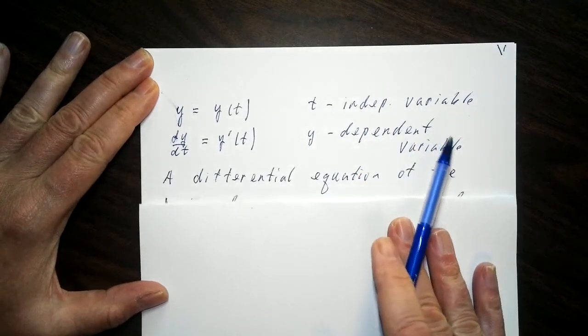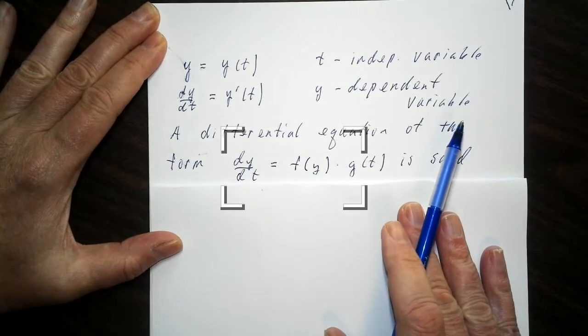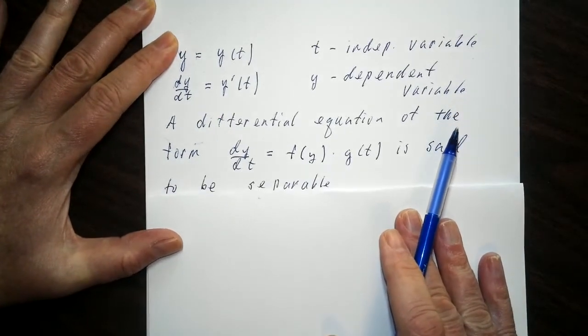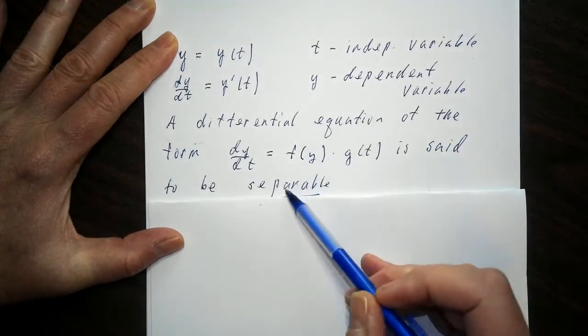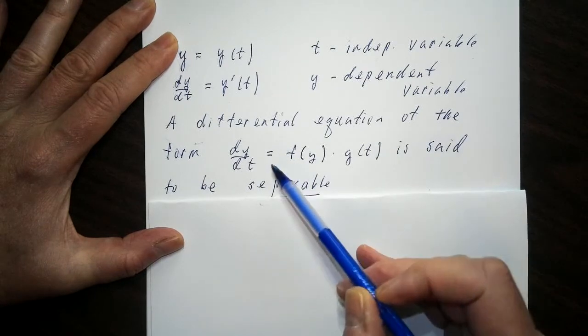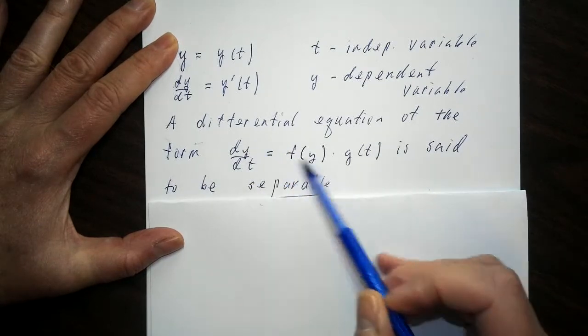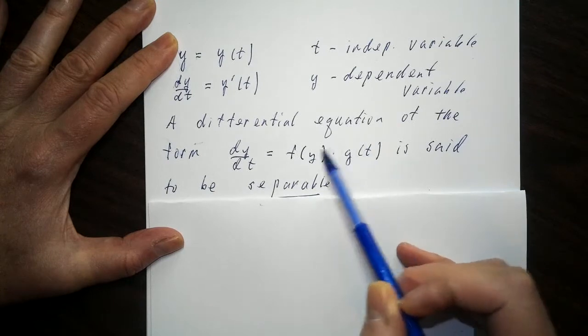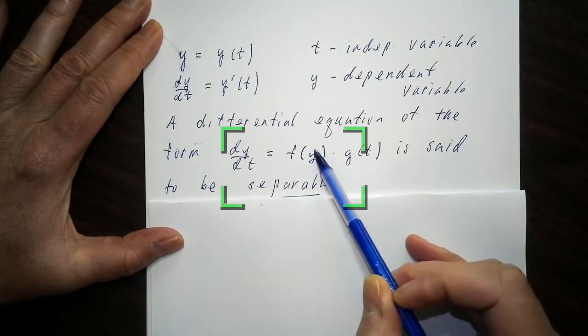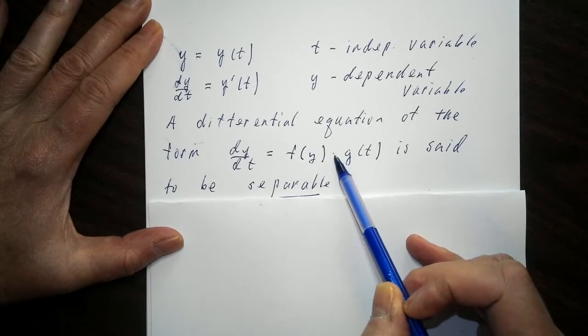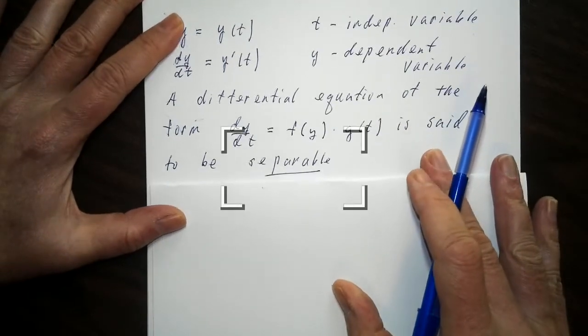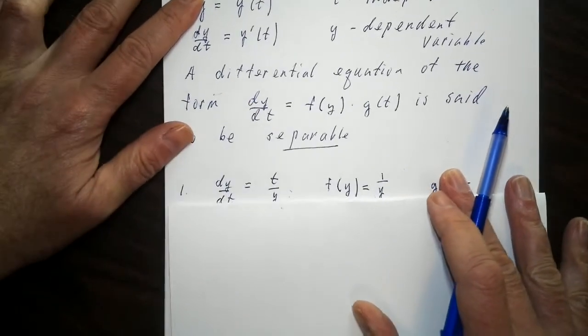So a differential equation of the form dy dt equals f of y times g of t is said to be separable. What this means is that we can take dy dt and express it in such a way that the right-hand side is a function of y multiplied by a function of t. So let's take a look at some examples.